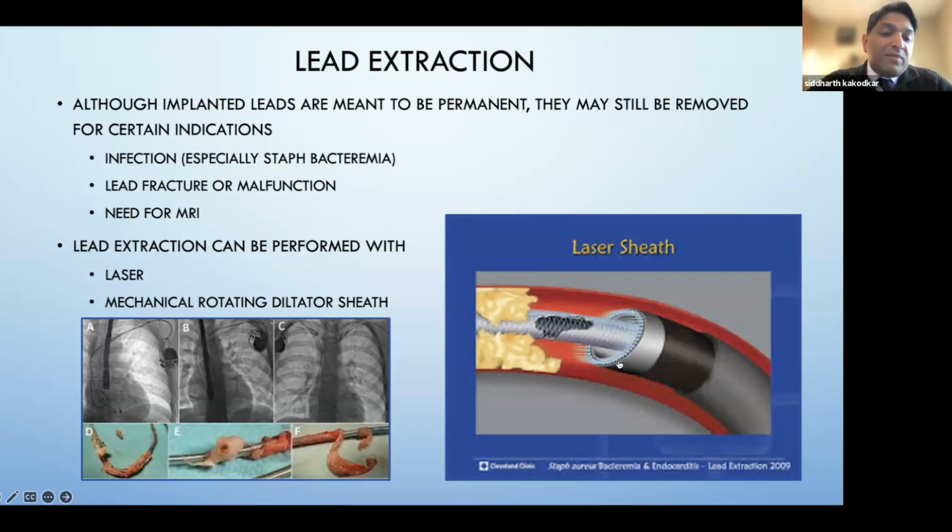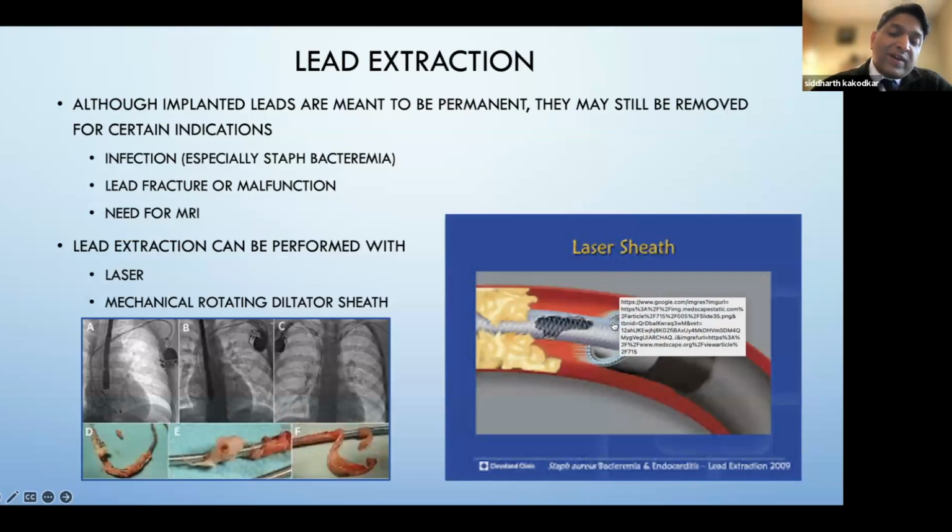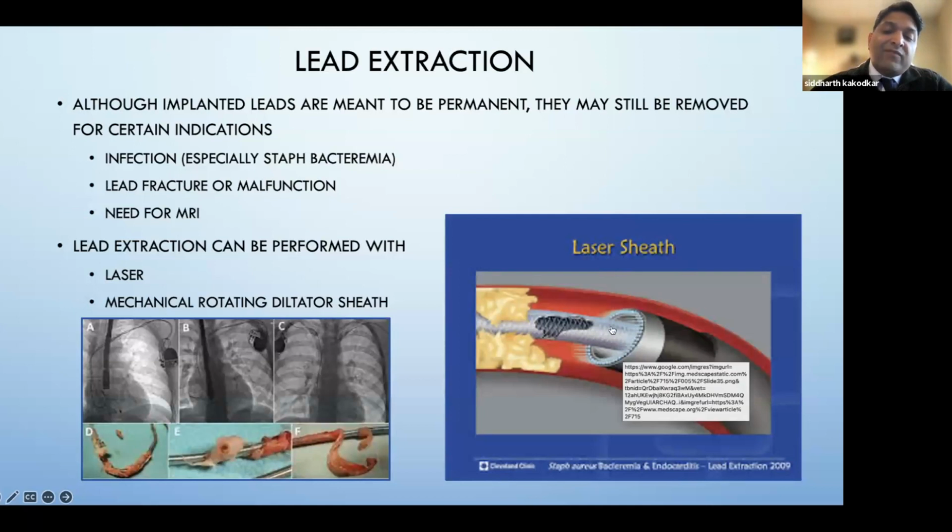Lead extraction can be performed either with a laser or with a mechanical rotating dilator sheath. And as you can see, this is what it looks like when you take the lead out. There's scar tissue all over the lead. The longer the leads are in place, scar tissue develops around them. And when you take it out, you see these areas of scar tissue that's binding lead to the vein. The laser sheath, if we put that over the device, there's an actual laser inside the sheath, and it vaporizes the scar tissue off of the lead as it pulls through.